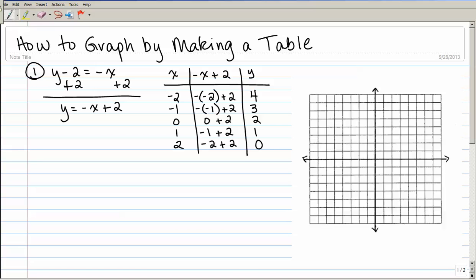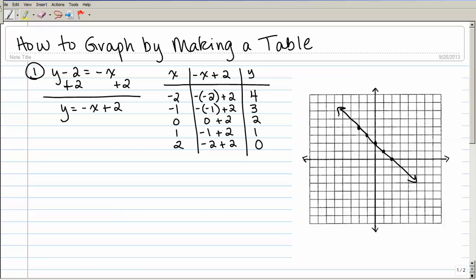So when x is negative 2, y is 4. When x is negative 1, y is 3. When x is 0, y is 2. When x is 1, y is 1. And when x is 2, y is 0. And then just connect the dots.